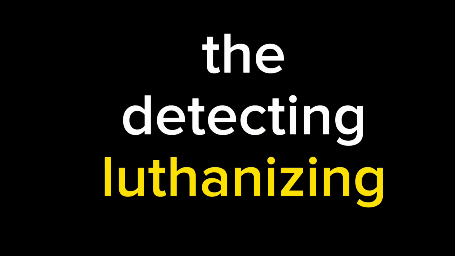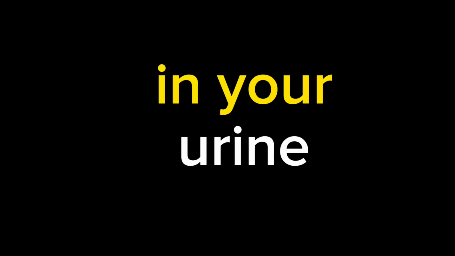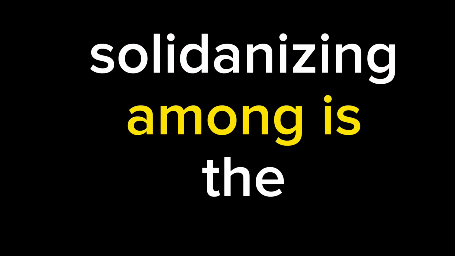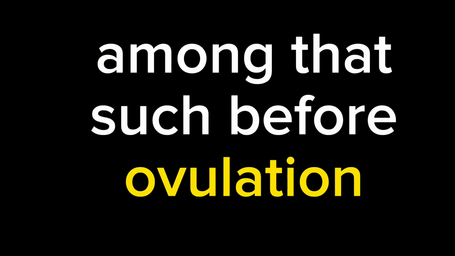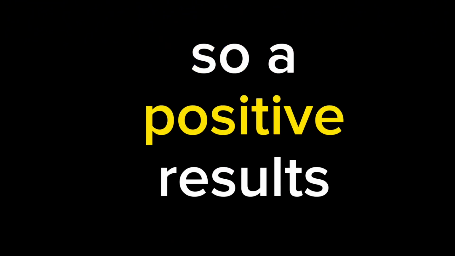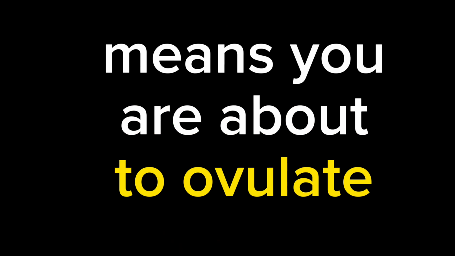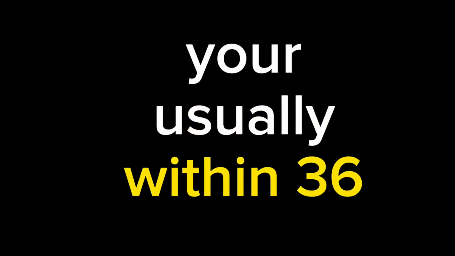They work by detecting luteinizing hormone in your urine. Luteinizing hormone is the hormone that surges before ovulation. So a positive result means you are about to ovulate, usually within 36 hours.